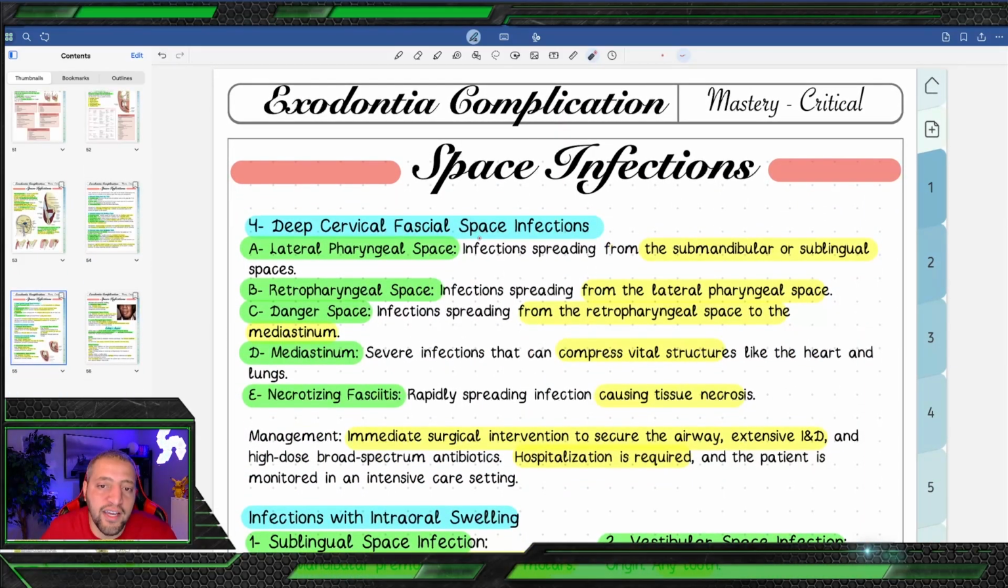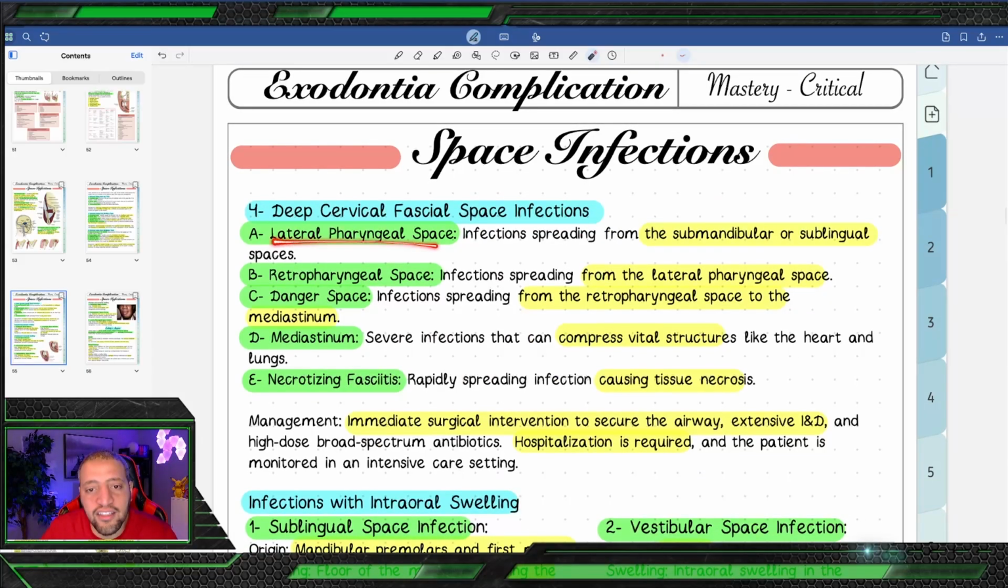Finally, the deep cervical fascial space, which we can call secondary space infection. Lateral pharyngeal space, infection spreading from submandibular or sublingual. So there is no direct route from the tooth to the lateral pharyngeal. Retropharyngeal space coming from lateral pharyngeal space. The dangerous path is from the retropharyngeal space to the mediastinum, so inside the body itself, mediastinal necrotizing fasciitis.